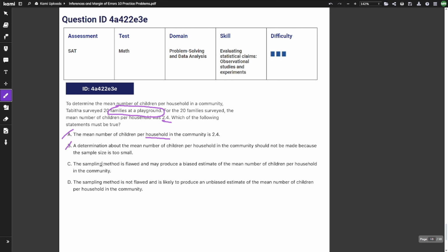C. The sampling method is flawed and may produce a biased estimate of the mean number of children per household in the community. And that one is true. I mean, they only asked families at a playground. And then D. The sampling method is not flawed and is likely to produce an unbiased estimate of the mean number of children per household in the community. Alright, that was just the exact opposite of what we said, so it's not D.